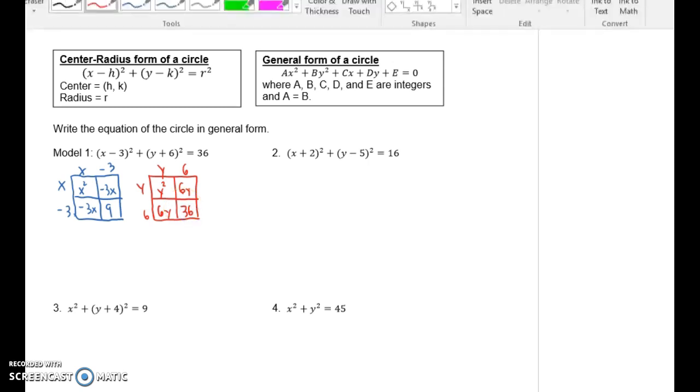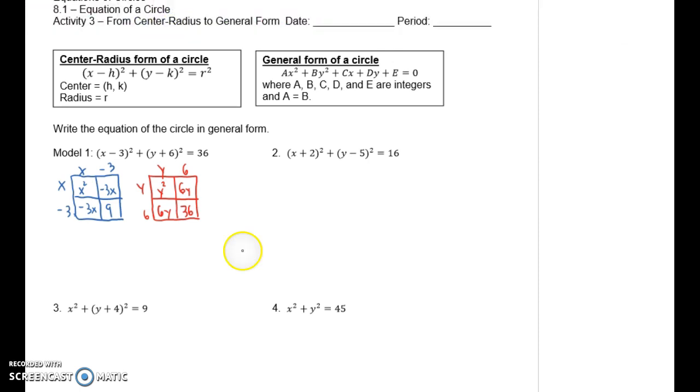To do this, I'm going to start looking for my like terms. I have 1x squared, and then my next thing I'm looking for is a y squared. I have one of those. And I have negative 3x, and negative 3x is negative 6x. And then I have a 6y and a 6y, which is going to give me a 12y. The next thing I have here is the 9 and 36, which together is going to give me 45. So I'm going to go ahead and write that.